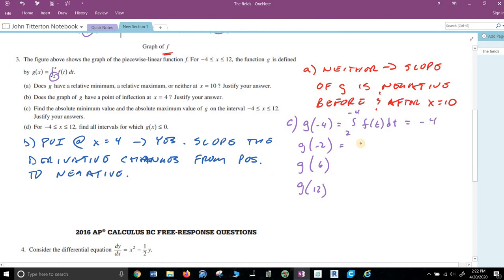G of -2 is again from 2 to -2, f of t dt. It's just what we did before, except we don't add in the little piece on the bottom, we just subtract the top pieces. Get -8. I'm going to underline that for later.